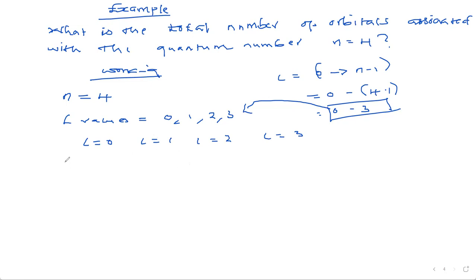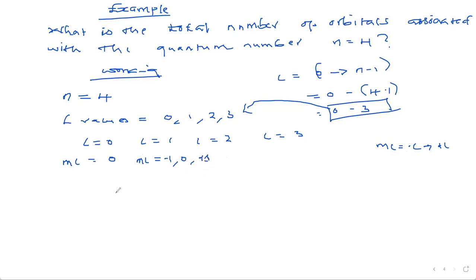When L is equal to 0, ML is also equal to 0. Remember, we get ML by saying ML is equal to negative L all the way to positive L. It's like a number line. So when L is equal to 1, ML is equal to negative 1, 0, positive 1.